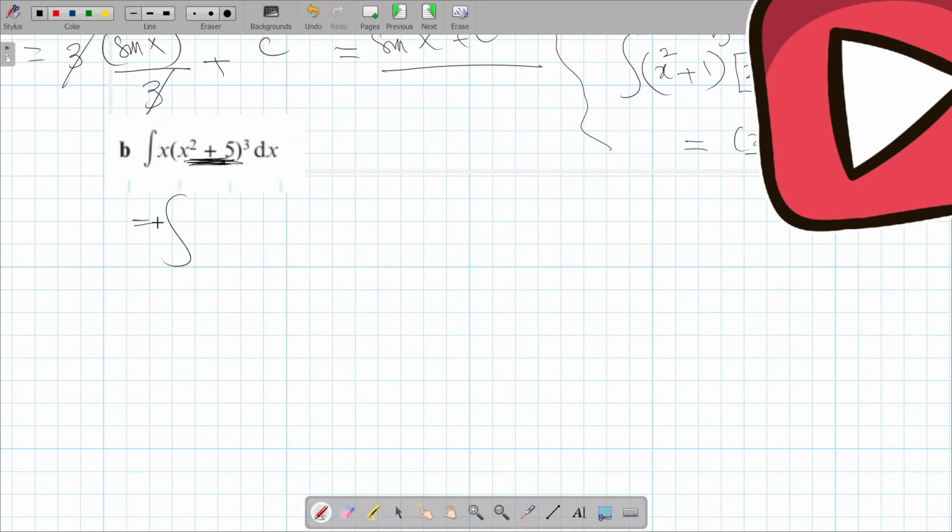2x, yeah. So 2 is missing. So we will divide by 2 and multiply 2 inside. Now you see the derivative is available. We will just increase the power by 1 and divide by the new power.